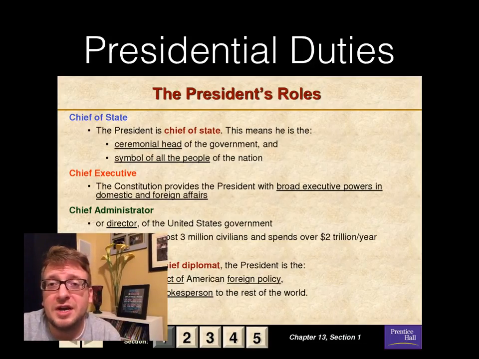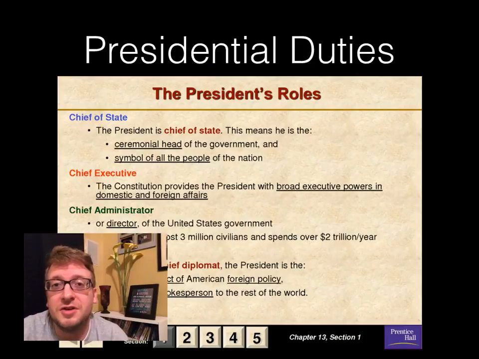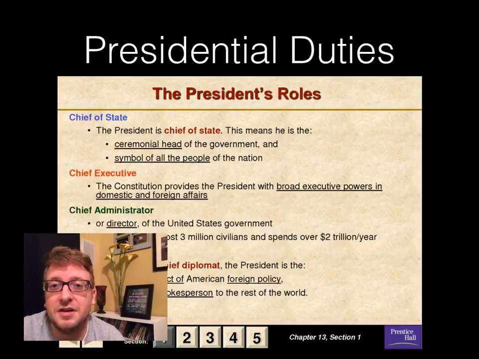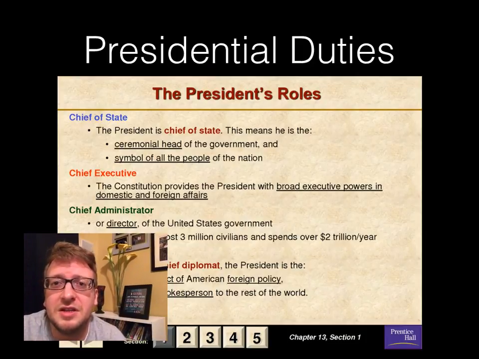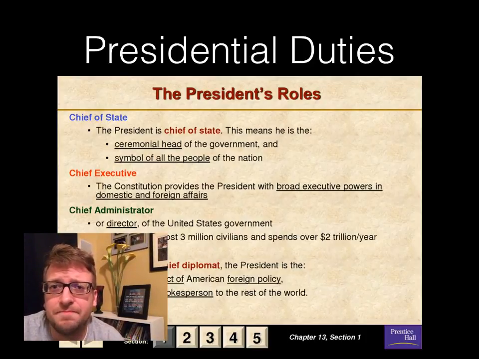Now, the presidential duties, I kind of made mention of this before. First off, he is chief of state. This basically tells you he is the ceremonial head of the government, and he's the symbol of the people of the United States. Okay. Next, he is the chief executive.